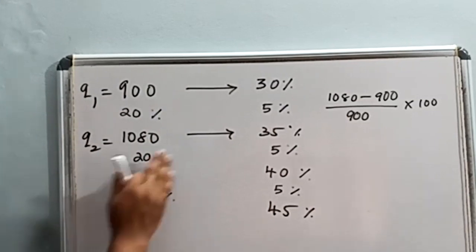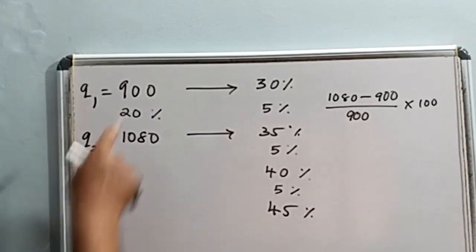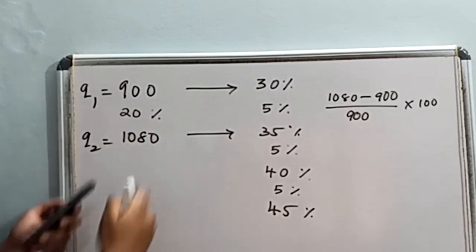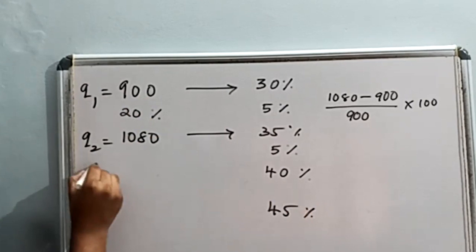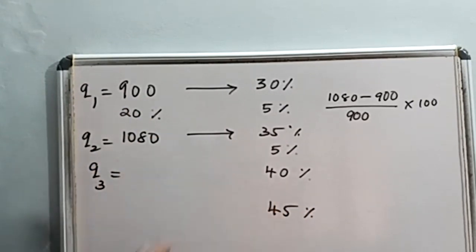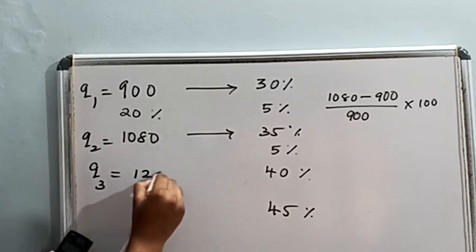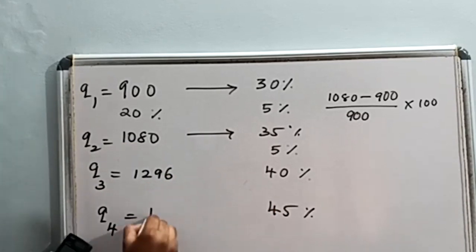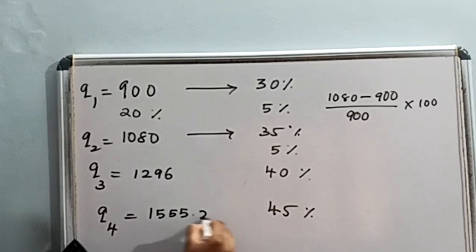So how will you find the 20% increase now? Very simple. 900 multiplied by 1.2 is 1080. So what will be the flow rate Q3 for 40%? 1080 multiplied by 1.2 will be 1296. Now, what about Q4 for 45%? 1296 multiplied by 1.2, you will get the answer 1555.2. This is a shortcut.